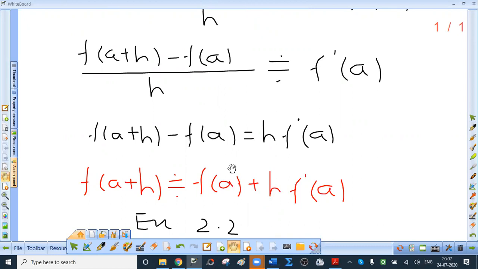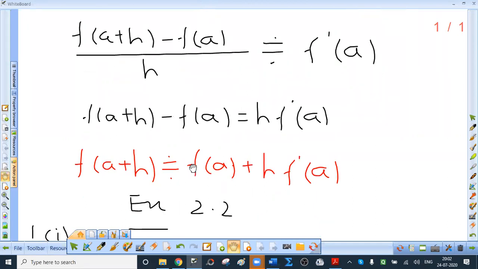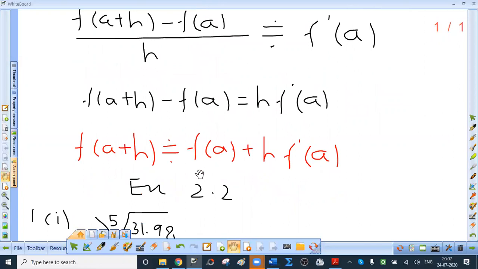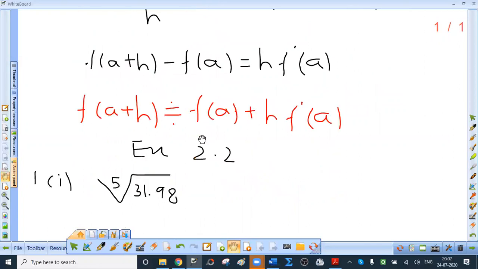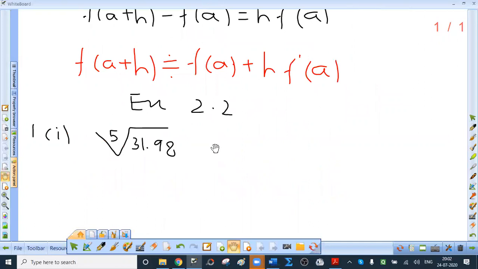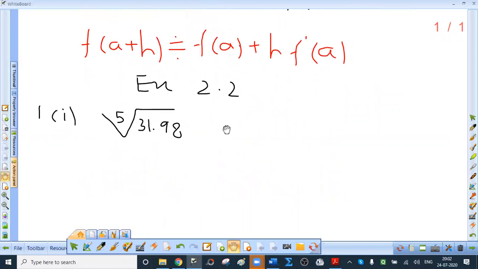Now the quality of approximation depends on how small the value of h is. So if you consider h very small, then we get very good approximation. So let us solve sums now. Exercise 2.2, the first one.